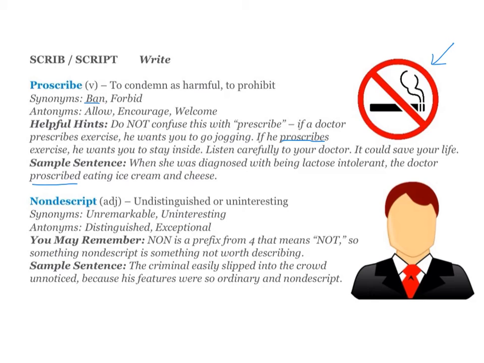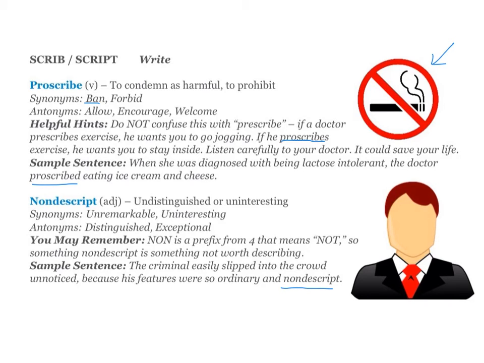Your next word is nondescript, which is undistinguished or uninteresting. Your synonyms are unremarkable or uninteresting, and your antonyms are distinguished or exceptional. You may remember non is a prefix from before that means not, so something nondescript is something not worth describing. And your sample sentence, the criminal easily slipped into the crowd unnoticed because his features were so ordinary and nondescript.